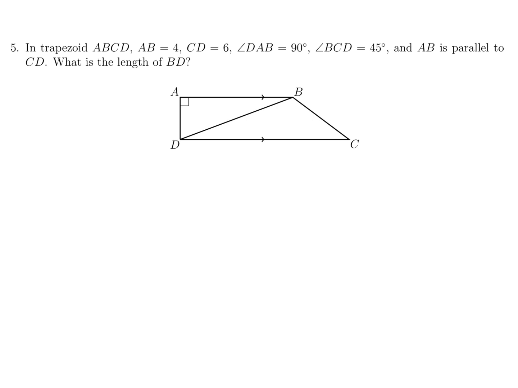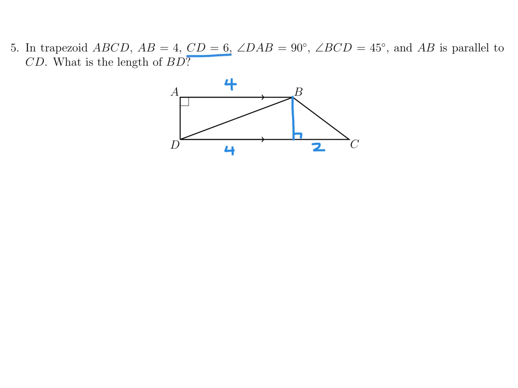In trapezoid ABCD, AB is 4, CD is 6, angle DAB is 90, and angle BCD is 45. AB is parallel to CD. What is the length of BD? All right, so let's label this. So that's 4. Let's draw a line that goes straight up and down like this. That's perpendicular. So that would be 4, and that would be 2 since CD is 6.